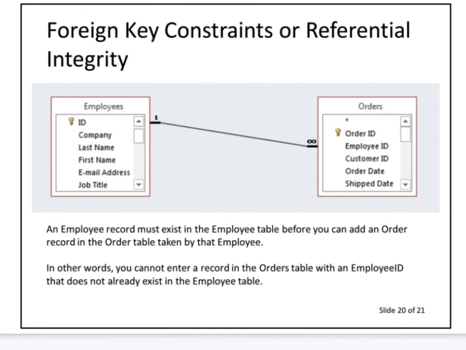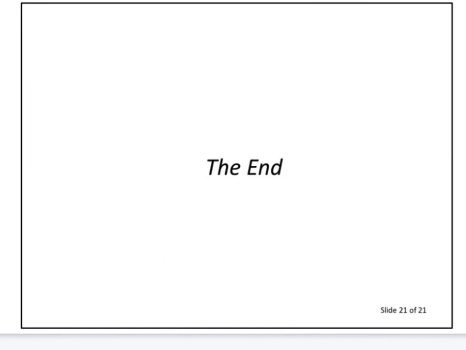Foreign key constraints ensure referential integrity by preventing you from adding a record with an invalid foreign key value. In this example, we could not add an order with an employee ID if that employee ID did not already exist in the employee table. So that's it for this video.